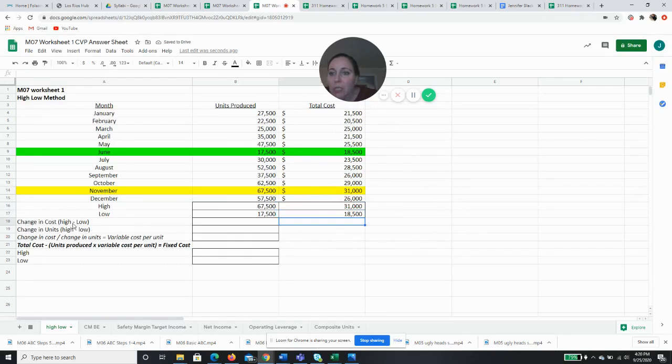Okay, so now we want to look first at the change of cost. How much did costs change between making 17,500 units and 67,500 units? So our costs in our high period were 31,000 minus our costs in our low period, which were 18,500. So it cost us an additional $12,500 to make. Let's see what our change in units was. So our high units was 67,500 minus our low units of 17,500. Okay, so for an extra $12,500, our change in costs, we were able to make an additional 50,000 units. Change in volume, change in units.